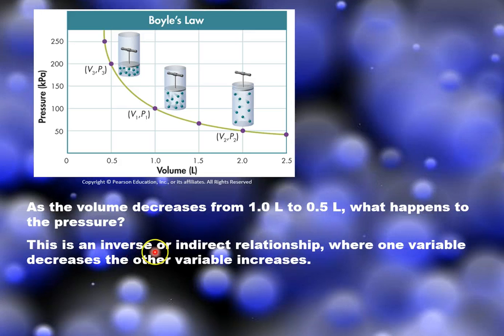That is what we call an indirect or an inverse relationship, where one variable decreases, the other variable increases proportionally. So if we cut one in half, the other one's going to double. If we cut one by a third, the other one's going to do what? Yep, that's right, it's going to triple.